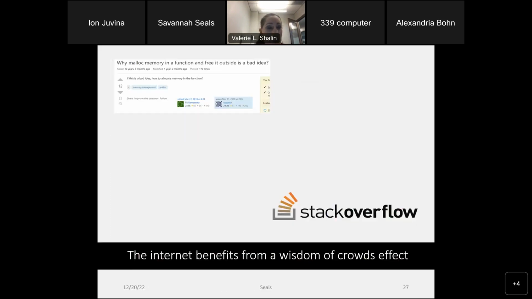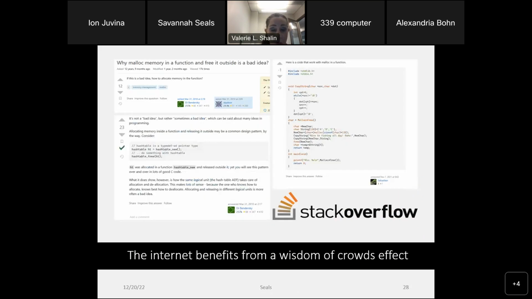All right, so next we're going to talk some more about content and the internet. For example, we have Stack Overflow. For anybody who's not familiar with Stack Overflow, this is a programming help website. You can go online and ask questions about programming, and then other people can respond and provide answers. We have an example question here: why is malloc-ing memory in a function and freeing it outside it a bad idea? And then we have some candidate answers.